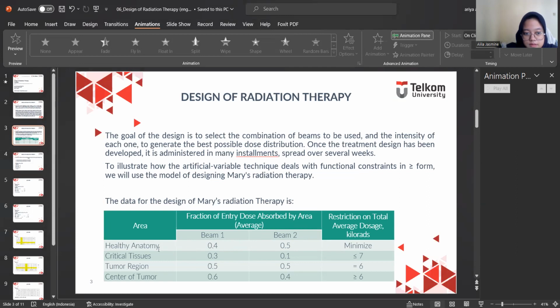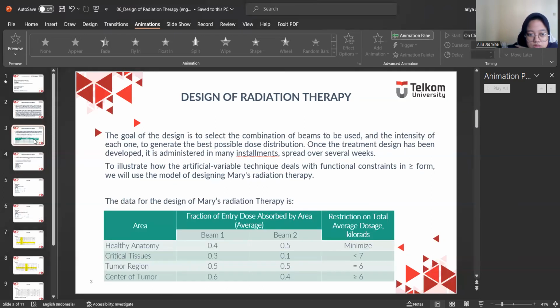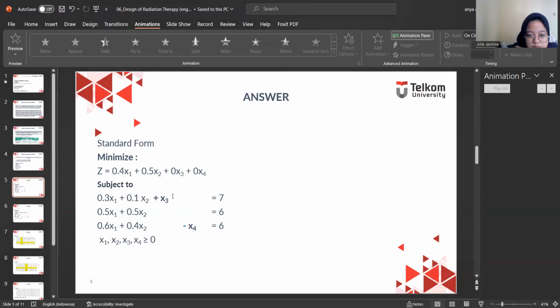Why do we have that for the Z? Because that's the healthy anatomy, and that will be the one that we minimize. And for the other constraints, we have beam 1 as x1 and beam 2 as x2 here. For the critical tissue, tumor region, and center of tumor, we put it like this. And because the first constraint is less than or equal, we add plus x3.